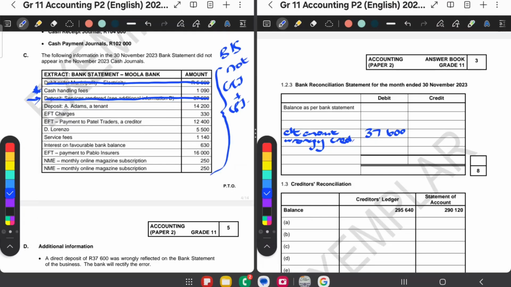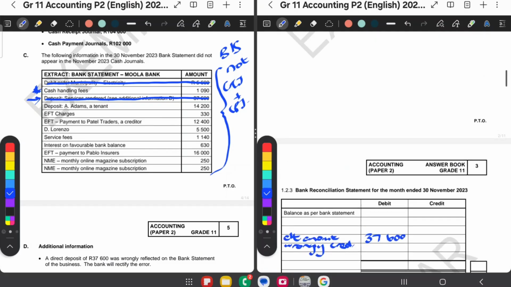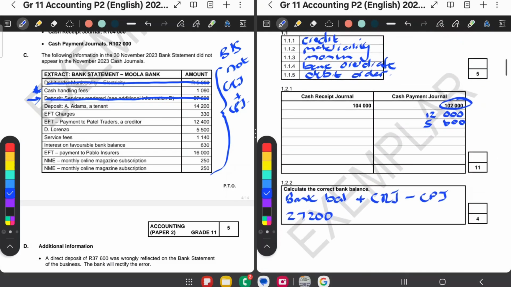Then, what else was on the bank statement and not in the journals? A deposit, A. Adams, a tenant. So we got a deposit and it's not in our books. If it's not in our books, it's CRJ or CPJ. And because it's a deposit, it's an income. So this is 14,200. That will go to the CRJ. Okay, so a deposit, 14,200. We left that out, so let's cancel that one also.